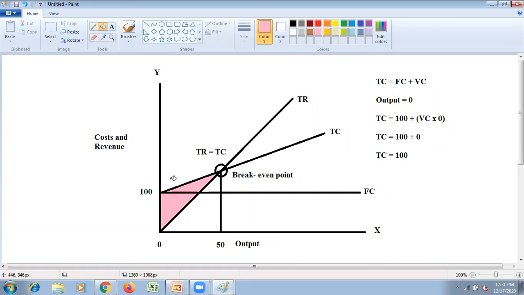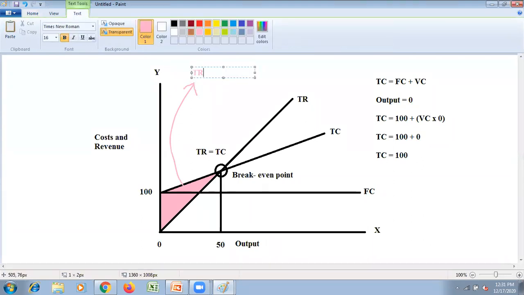Let me shade the area. This shows that total revenue is less than total cost throughout that area. You can see that the total cost curve line is above the total revenue curve. So when total revenue is less than total cost, we call it loss. So this area is actually called loss.